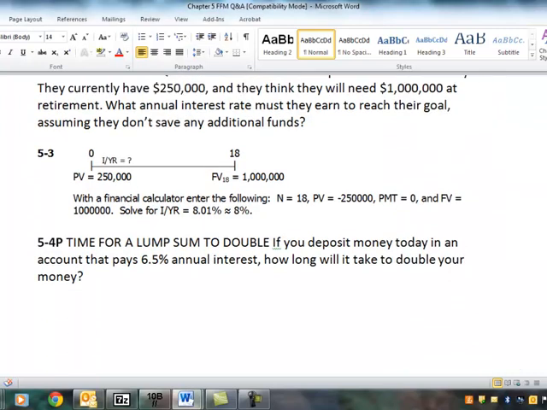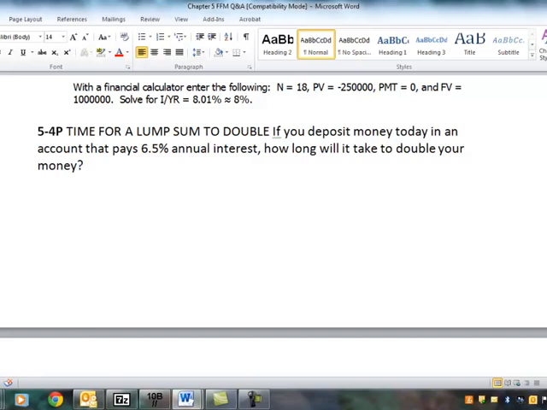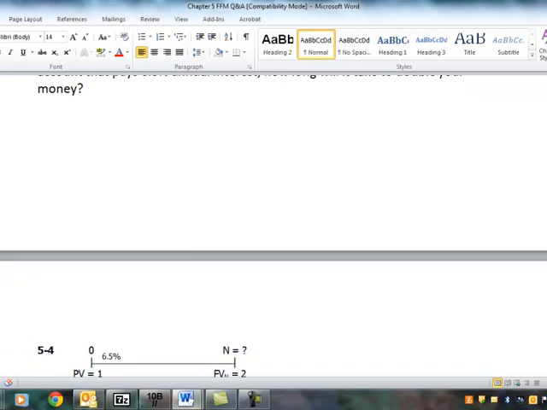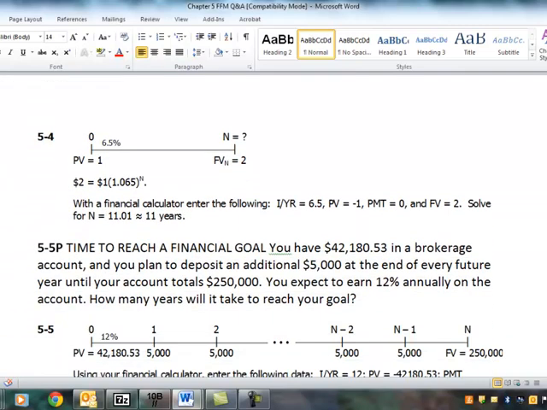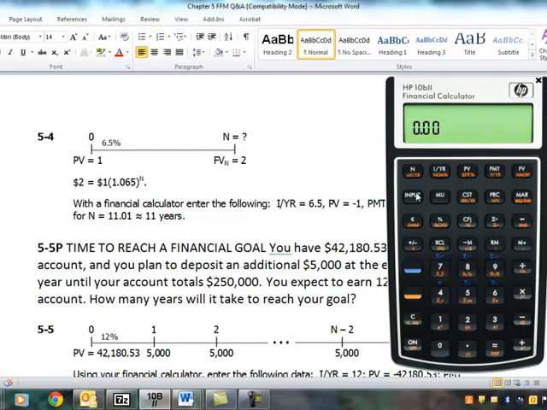Time for a lump sum to double. If you deposit money today in an account that pays 6.5% interest, how long will it take to double your money? Well, from the previous video, it took 11 years. So in this case, we're solving for n. Hit Shift, Clear All. Our interest rate is 6.5%. And it doesn't matter what you put in as a present value. You could put in $1. And then the future value would be 2. That would be doubling. And if we solve for n, it's about 11.01 years.